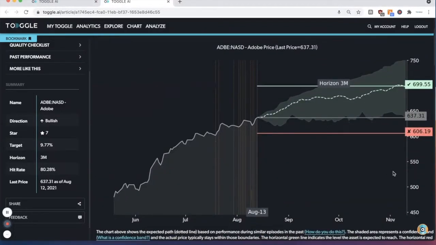The green line in the chart represents Toggle's median prediction. This means that at least half of the past episodes resulted in Adobe share price reaching this level or higher. The shaded area represents the confidence interval that gives you a sense of how wide the range of those past outcomes were. The gray line is the current price. The red line is meant to serve as a reassessment level. If the price veers so far away from the confidence interval, odds are something else is driving the asset price and you had better reevaluate the position in the stock.